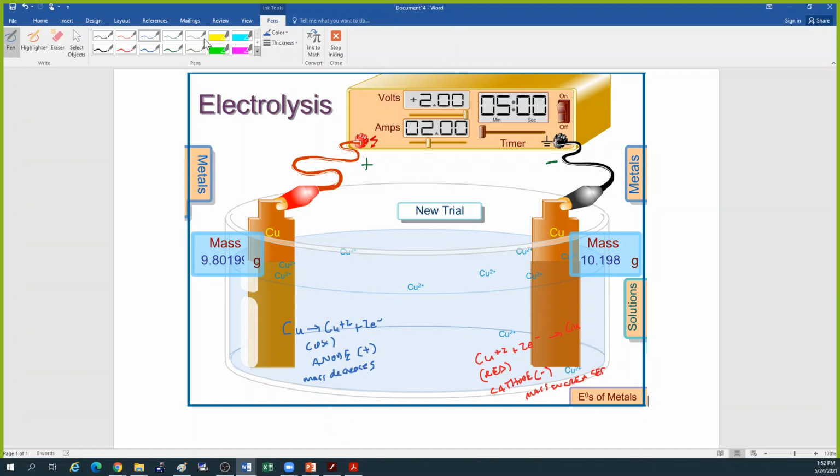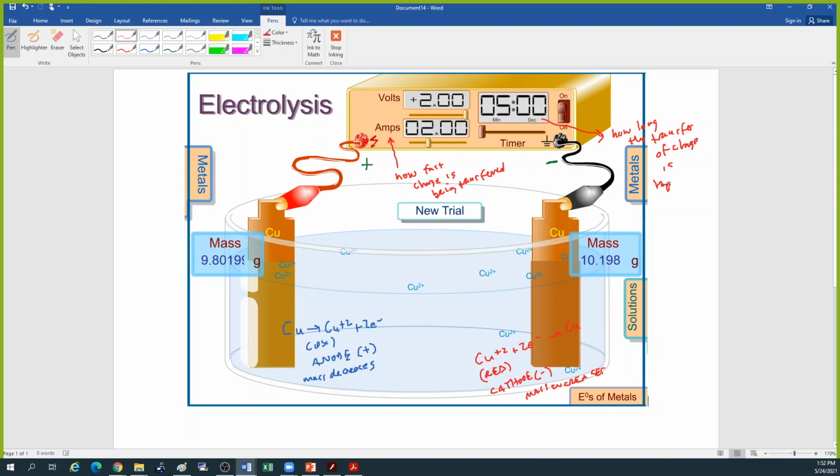And what's interesting, the amperes tells me how fast charge is being transferred. And then the time tells me how long the transfer of charge is happening.